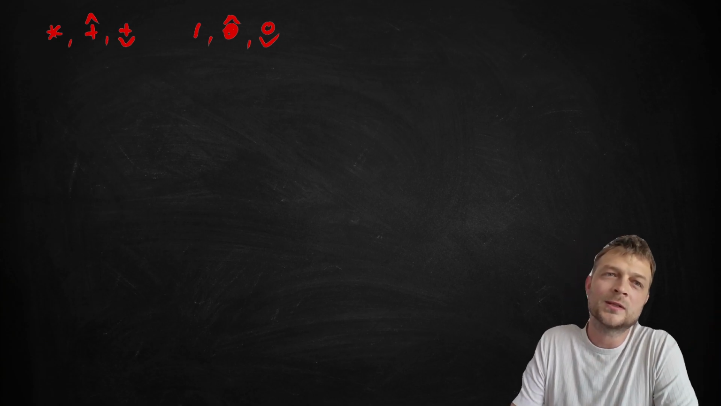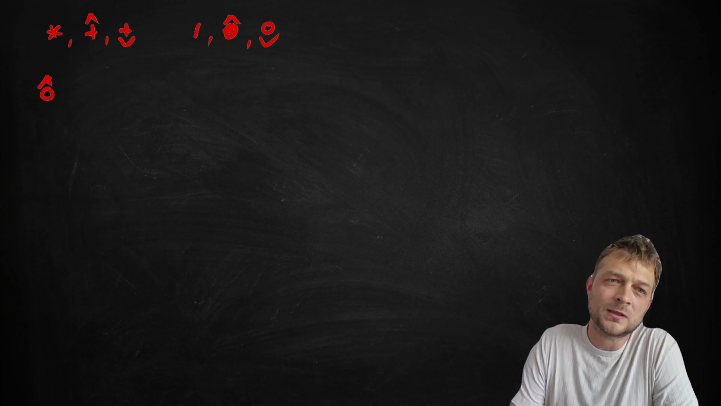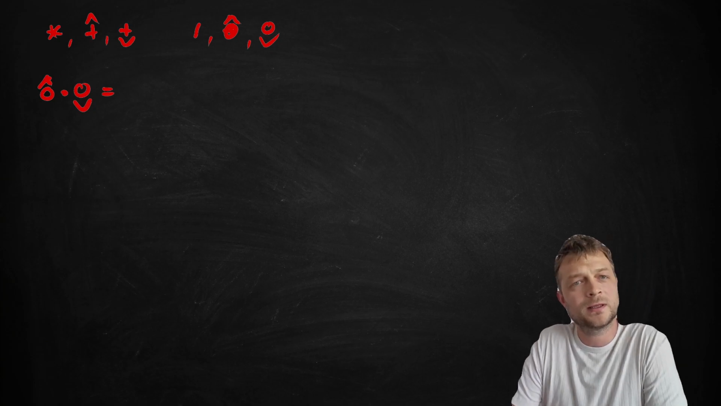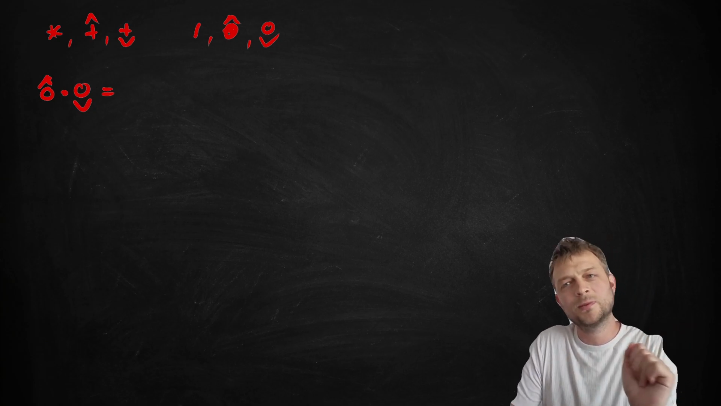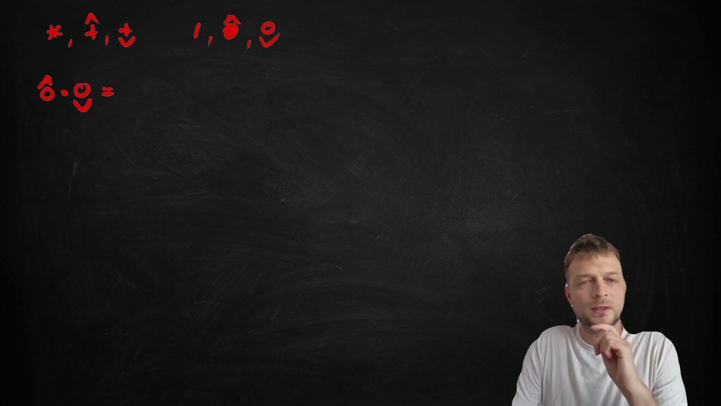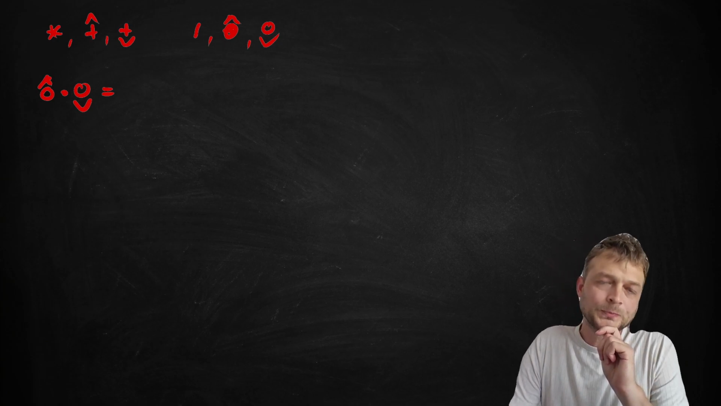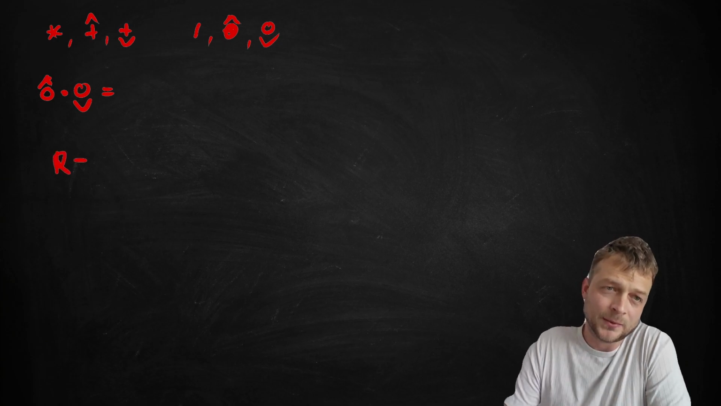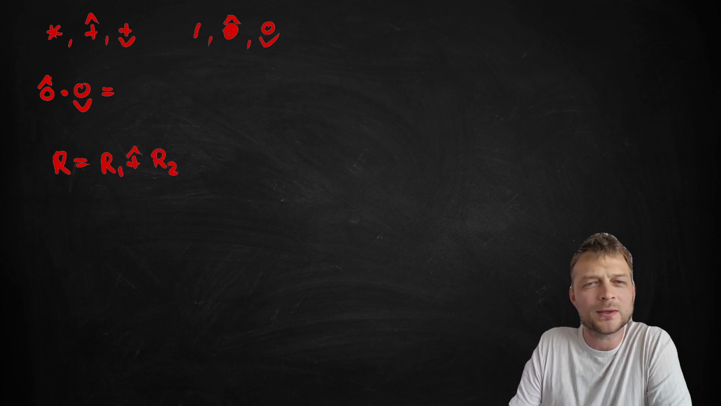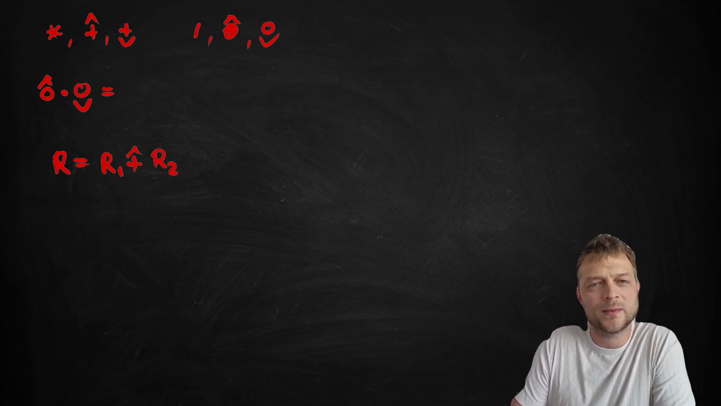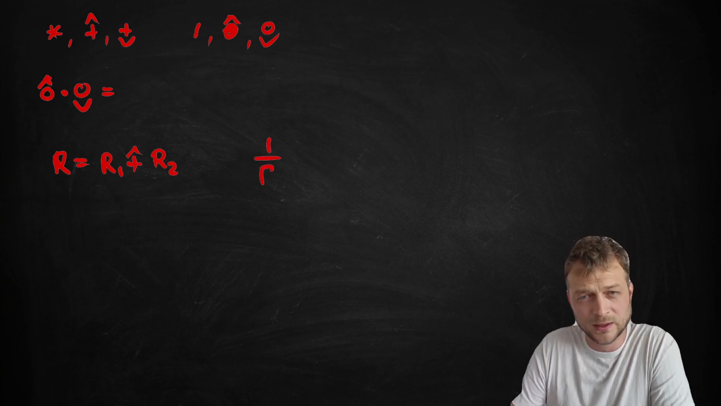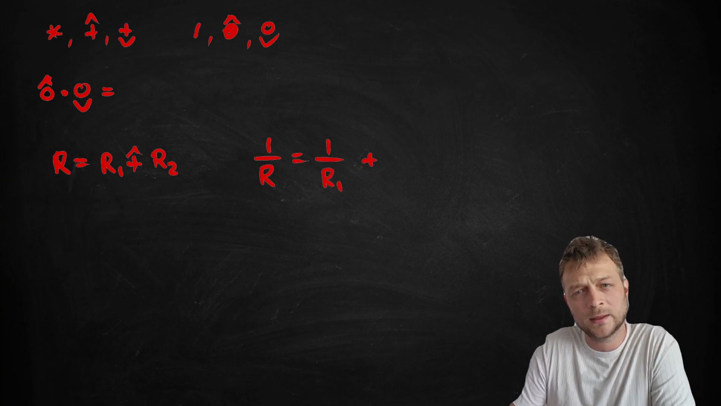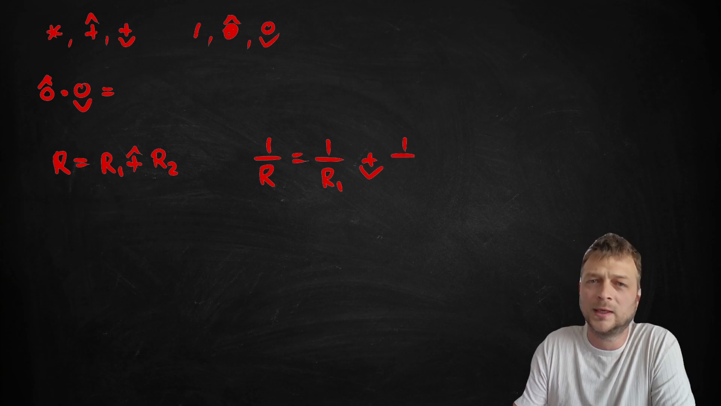So let's figure out what 0 multiplied by 0 is. We don't know this yet, but let's recall the duality principle. It has this property that if we have, for example, r equal to r1 plus r2, then we can make a dual expression for this. It will be 1 over r equal to 1 over r1 plus dual 1 over r2.